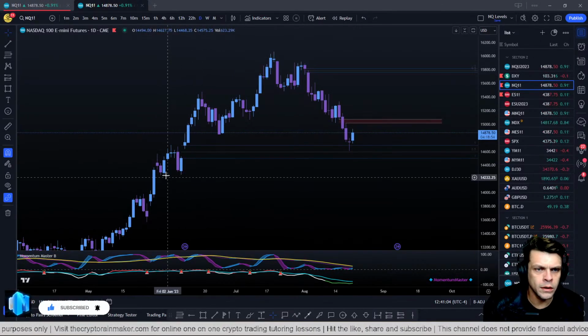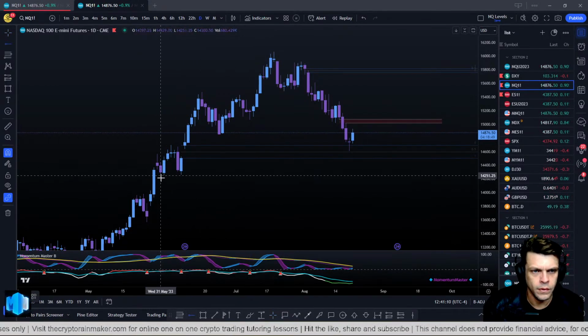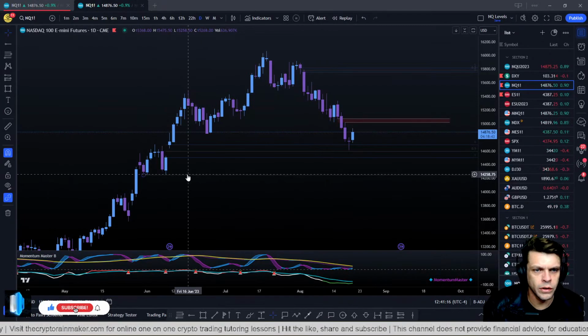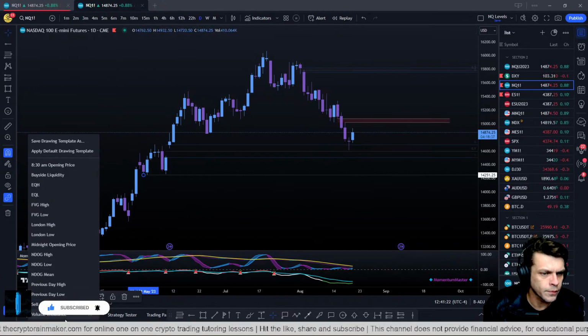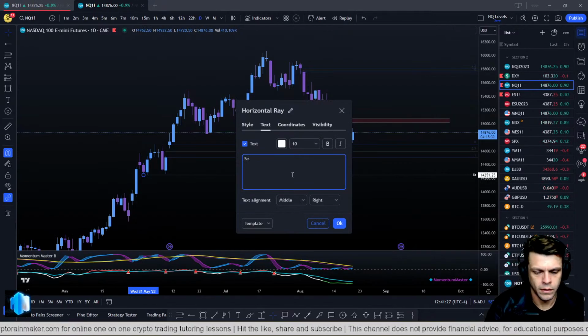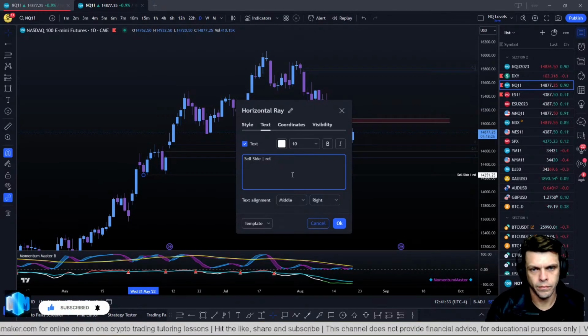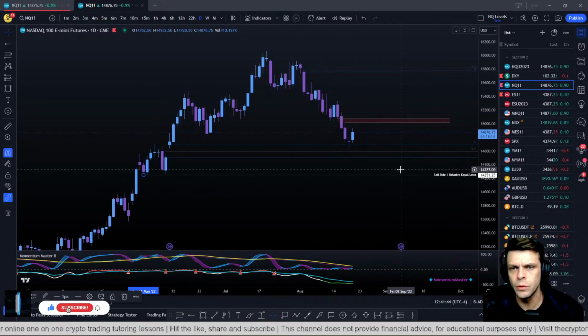One thing to keep in mind is these relative equal lows right here. So at some point the market making algorithm will come for these lows, because there will be sell side liquidity or sell stops below these lows. Marked as sell side and relative equal lows. Okay, this level is at 14,251.